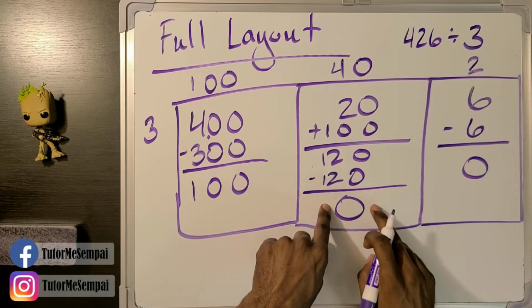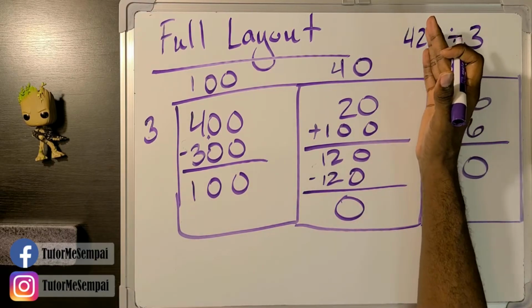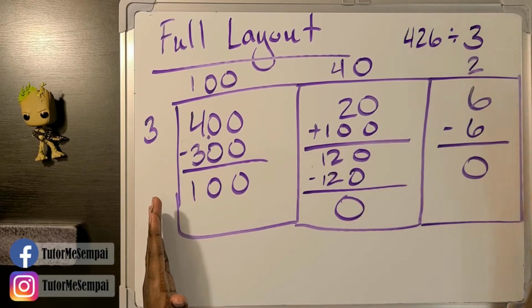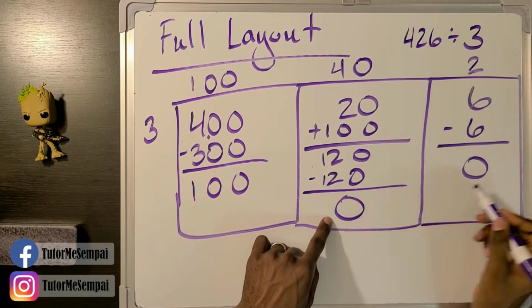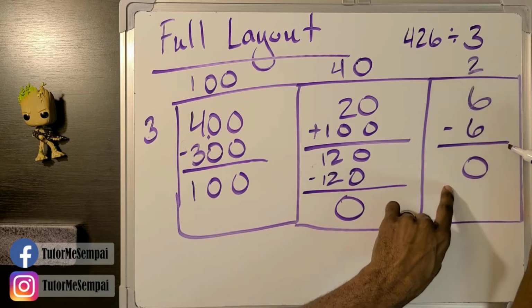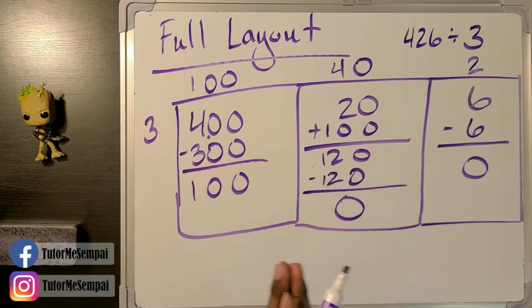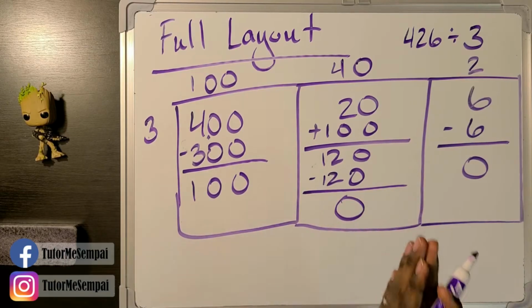Now remember, this 0 doesn't mean you stop here. The full layout tells you how far you're going. You don't go any further than this one. So you got 0 twice, but you had to keep going. That's the full layout for you. It gives you the roadmap on where you're supposed to be going so you don't stop early.